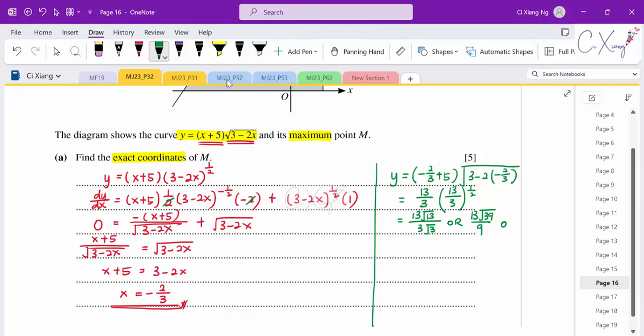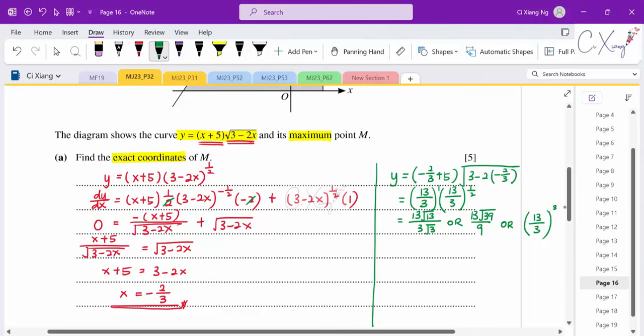Or some might tend to write it out in the power form, where you're having 13 over 3. Because if you have a look here, this whole thing here is power 1. So when you're having 13 over 3 power 1, multiplied with 13 over 3 power 1 over 2, your answer should be 13 over 3 to the power 3 over 2. So there are many ways for you to write the coordinate for y, but just make sure that when you write it out, it should be in surd form, or exact form. That means you shouldn't have any long decimal number.